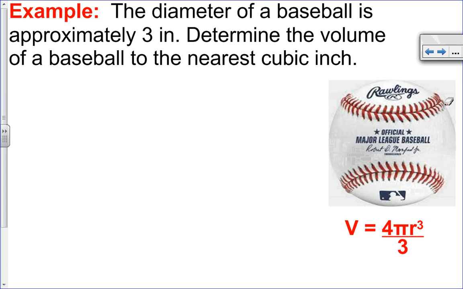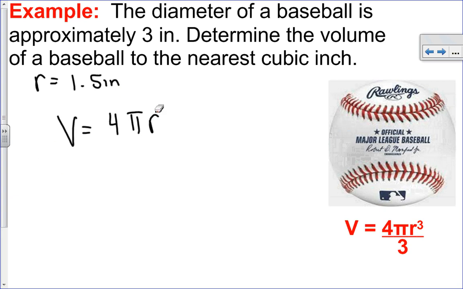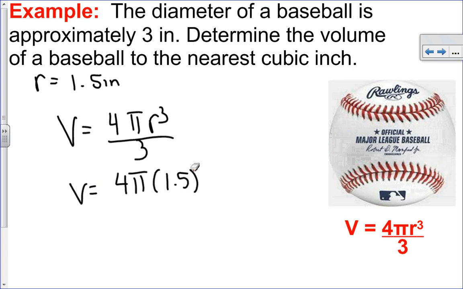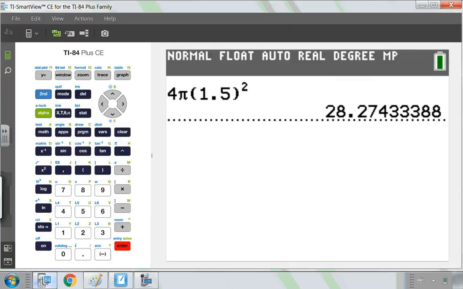So again, we know that the radius is 1.5 inches from the last time. So volume is 4 pi r cubed divided by 3. I always want to start with my formula first, and then in the next step use brackets to make my substitution. Okay, so let's again go to our graphing calculator to figure this out.